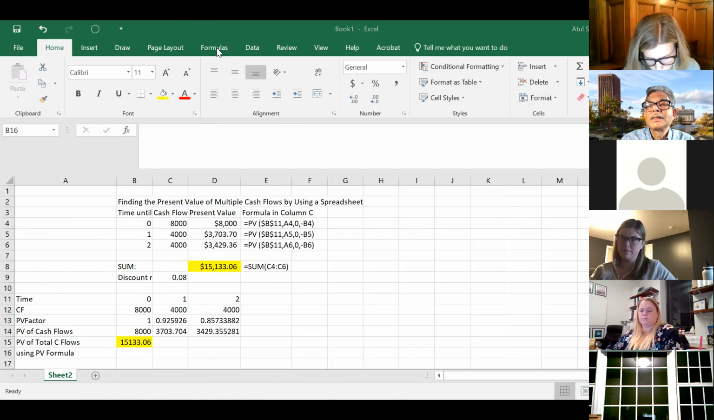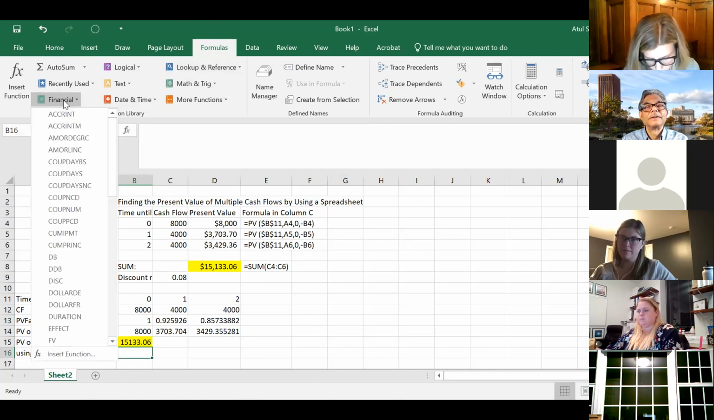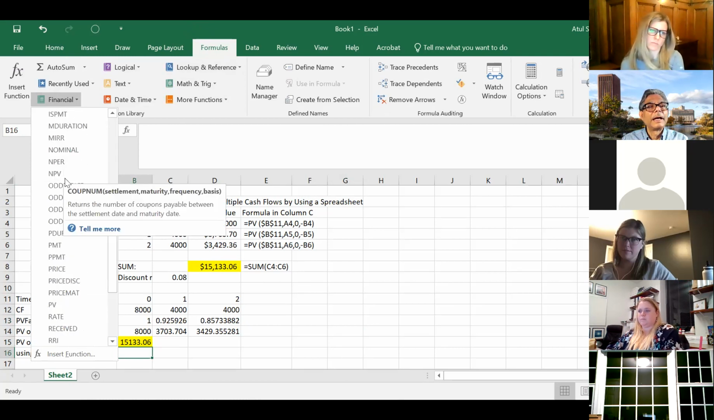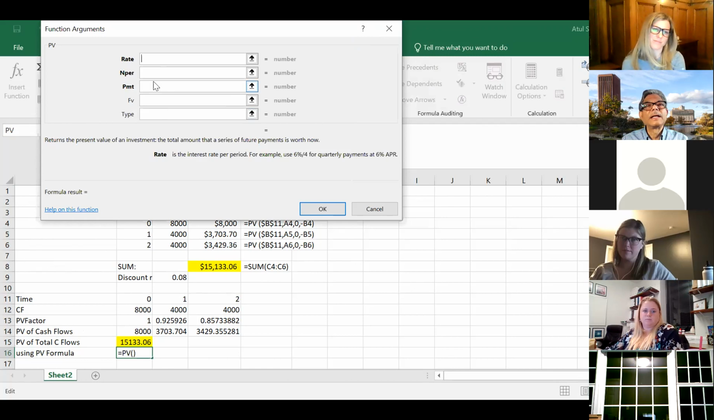Formula, I click the formula button here on top. See? So automatically there are so many different kinds of formulas here. So I'm looking at financial formulas. Financial, I click here. And then I will see the present value, PV formula. And notice, can you see the box that popped up? Can you see the box here that I'm showing?